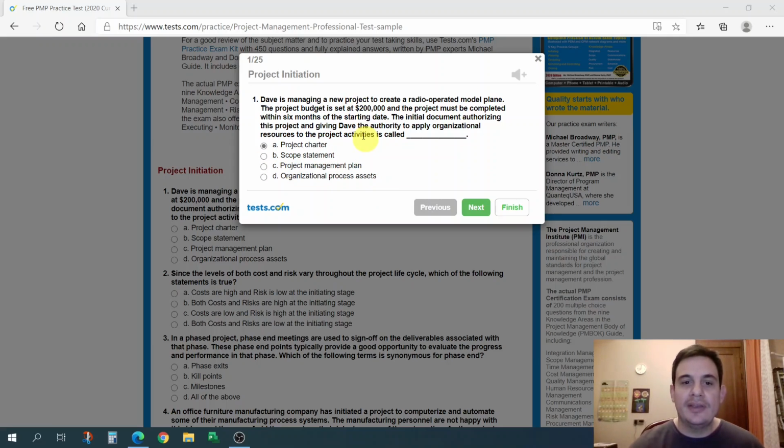Always start by looking at the answers first. That tells you what the question is really asking and what the question is about. PMP questions are notorious for being bloated and full of information that has nothing to do with the question. It's not really a trick question per se, but it's full of unnecessary information. So this question here, the answers are project charter, scope statement, project management plan, organizational process assets.